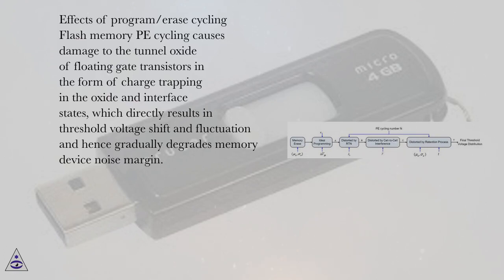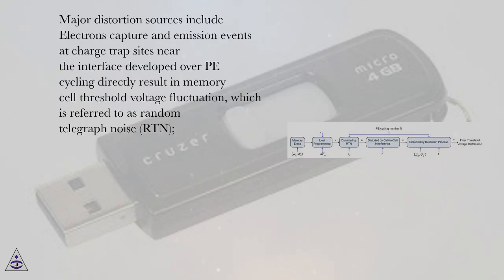Effects of program/erase cycling. Flash memory P/E cycling causes damage to the tunnel oxide of floating gate transistors in the form of charge trapping in the oxide and interface states, which directly results in threshold voltage shift and fluctuation and hence gradually degrades memory device noise margin. Major distortion sources include electron capture and emission events at charge trap sites near the interface developed over P/E cycling, which directly result in memory cell threshold voltage fluctuation, referred to as random telegraph noise, RTN.